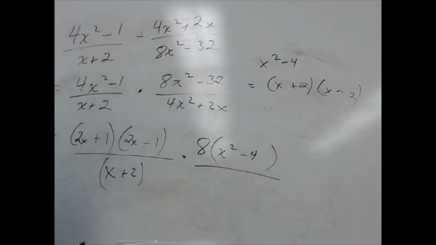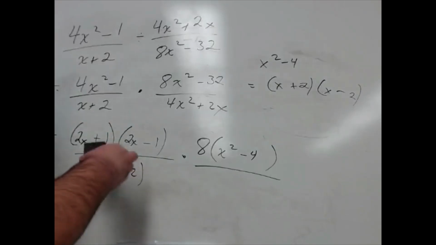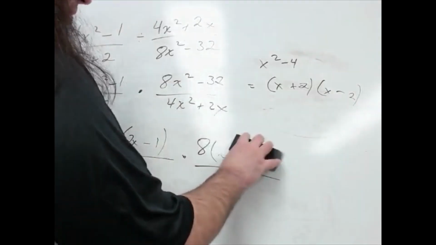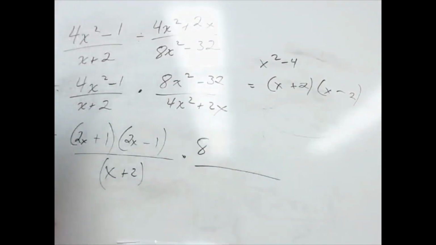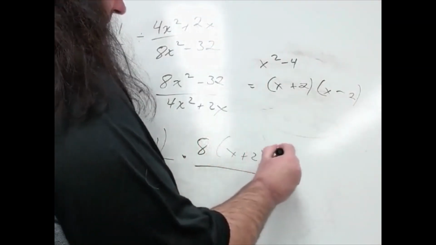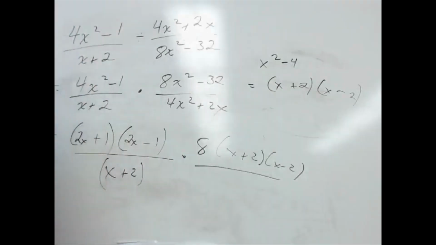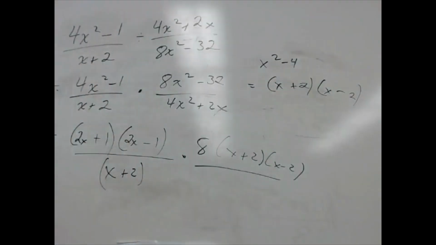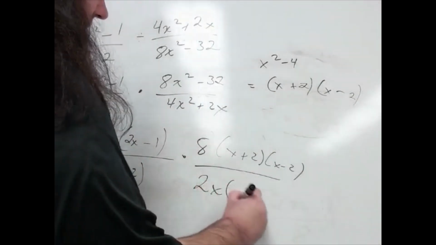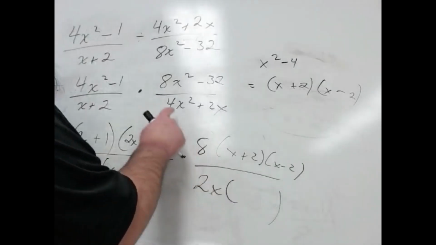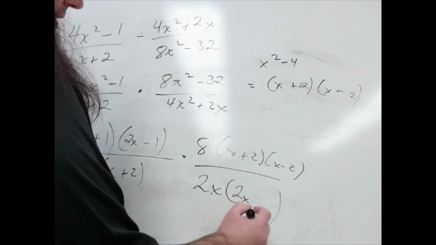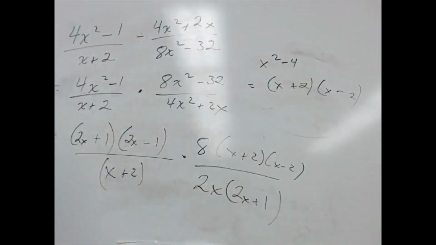So when I have this here, that can factor further into that. So keep an eye out for that. Sometimes when you factor out the greatest common factor, a difference of squares makes itself visible. So in this case, I will get rid of that and write in x plus 2, x minus 2. Okay? The denominator here has a common factor of 2x. So 2x. 2x times what gives you 4x squared? That's 2x. 2x times what gives you a positive 2x? That's plus 1.